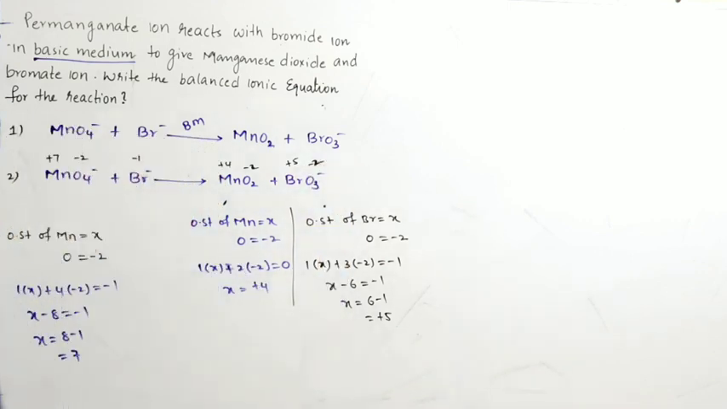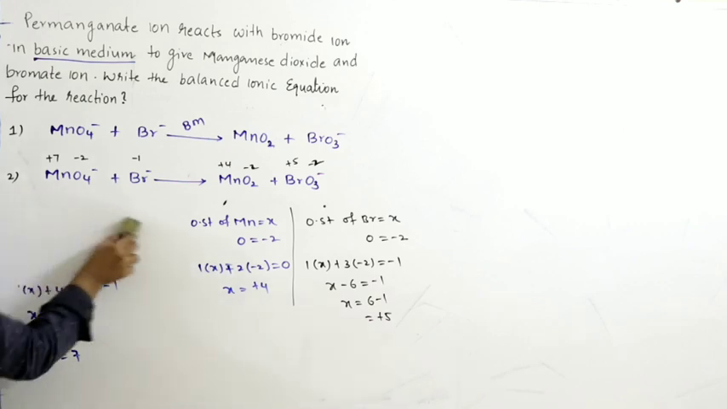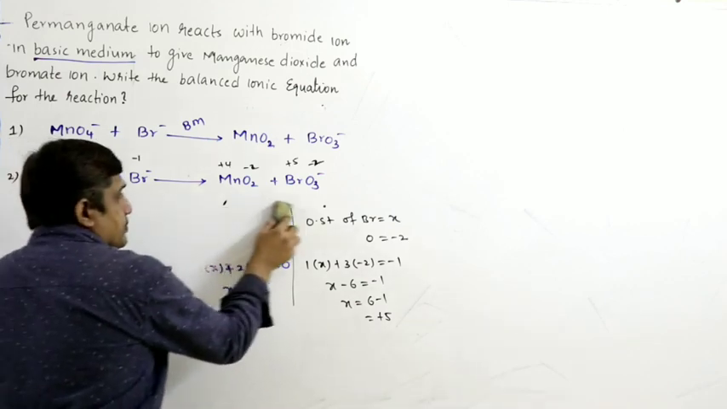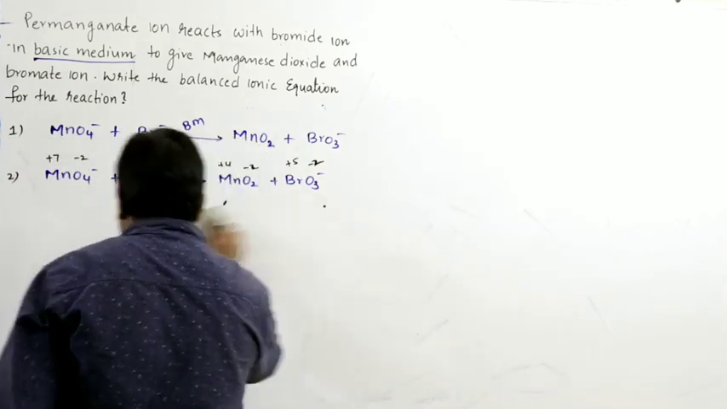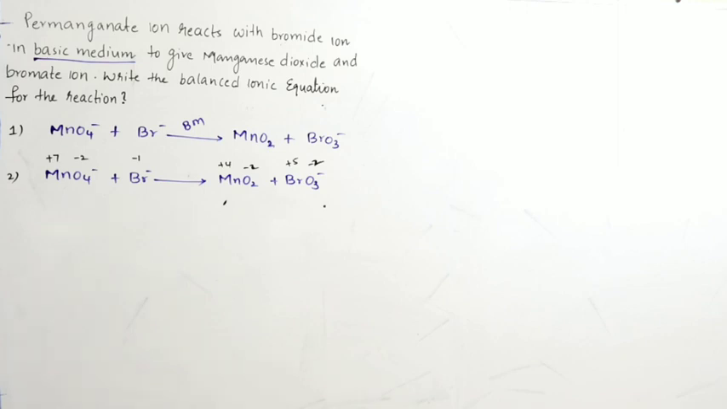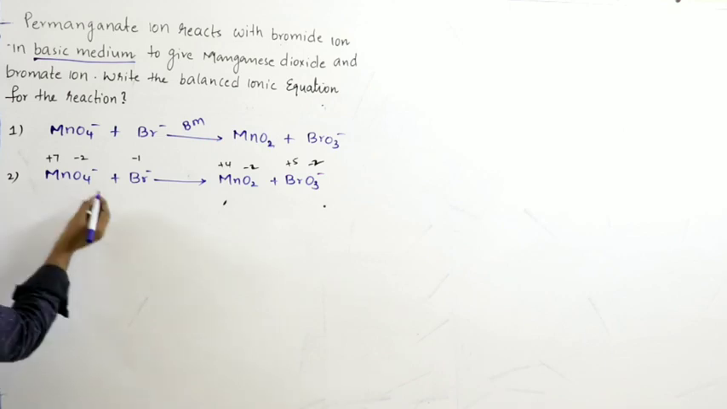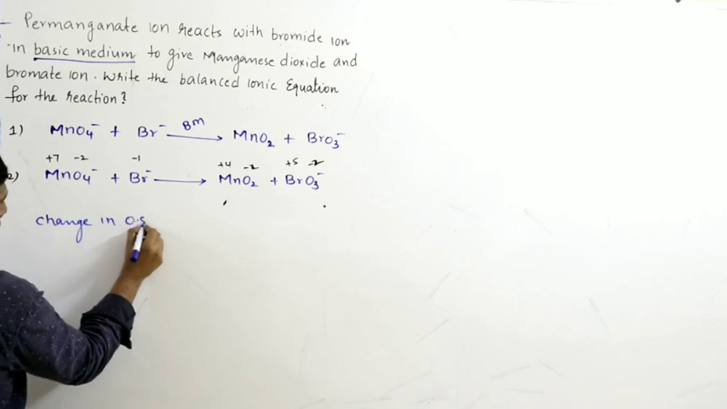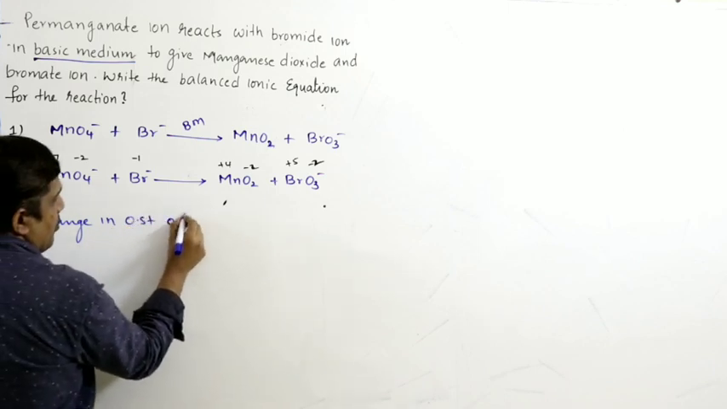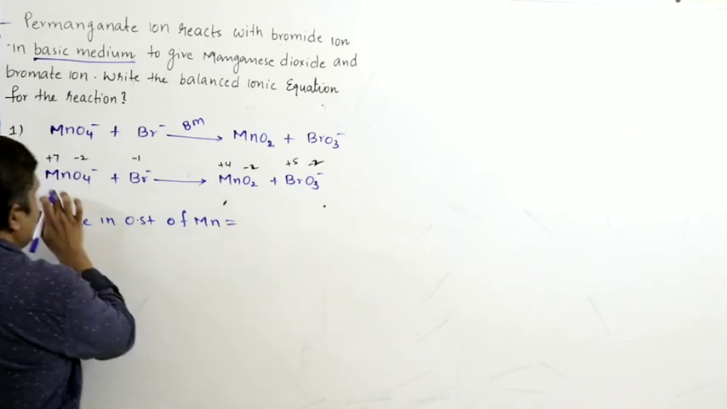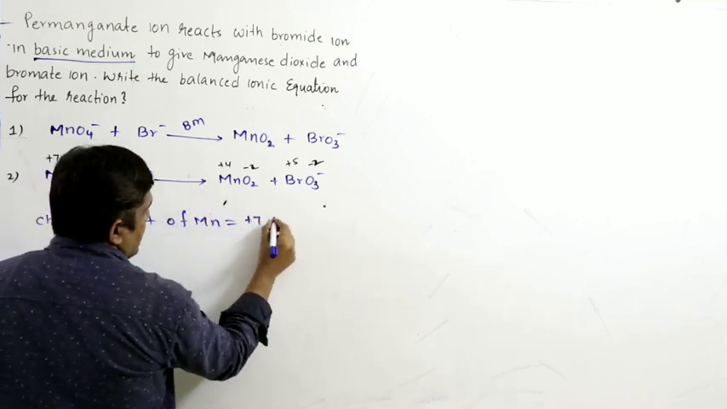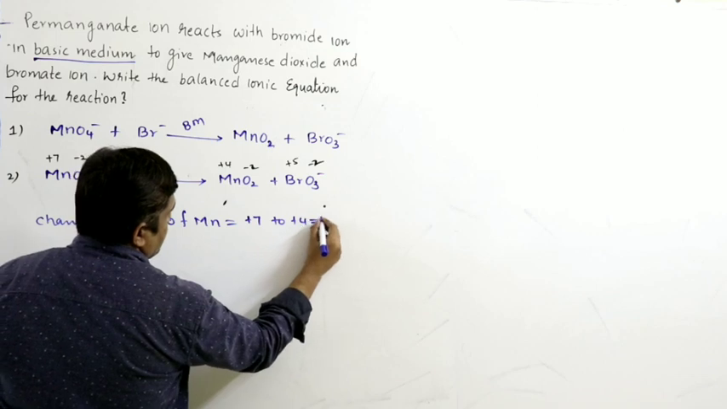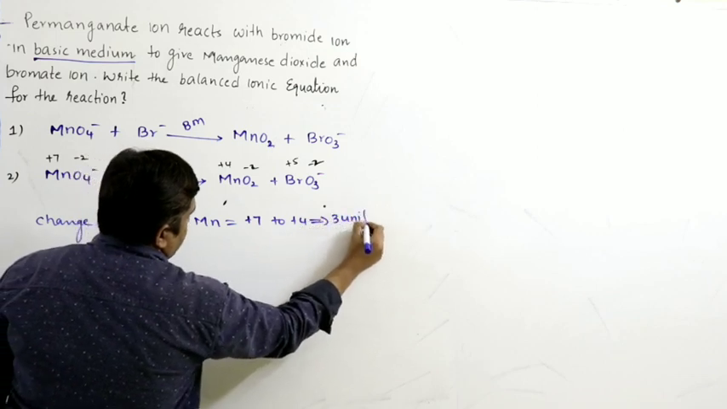So these are the oxidation states. Assign the oxidation states. After assigning, calculate the change. Next step, change in oxidation state. Oxidation state of manganese, see here, +7 to +4. +7 to +4. That means 3 units decrease.